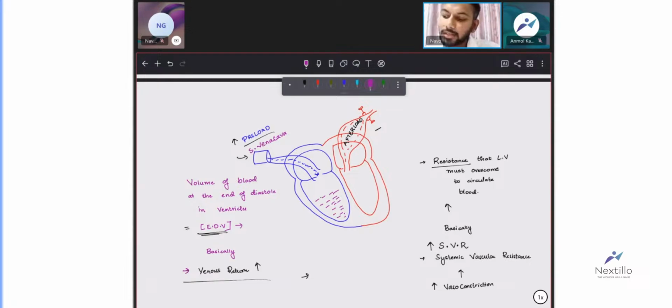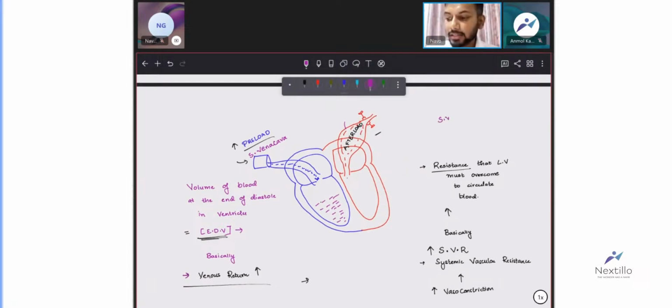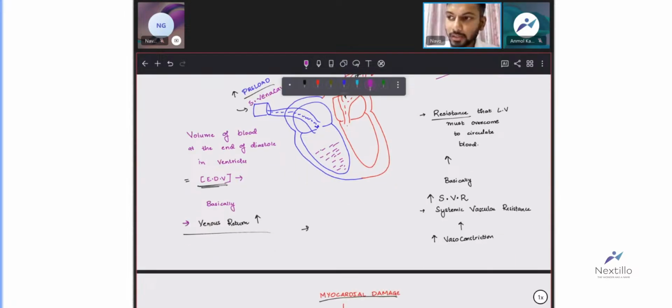Now, what is afterload? The meaning of afterload is the resistance that LV must overcome to circulate the blood. That is what is known as afterload. So what is the resistance to LV? It is the resistance coming from the aorta. What is the resistance that is present in aorta and the blood vessels known as? It is also known as systemic vascular resistance or total peripheral resistance. Yes, that is preload and afterload. I hope you guys understood.